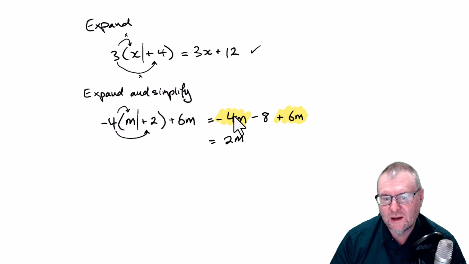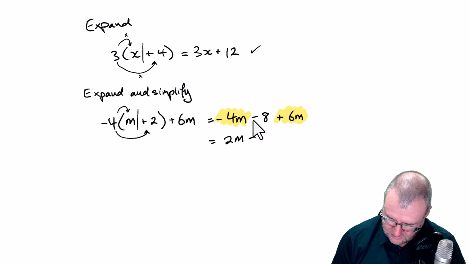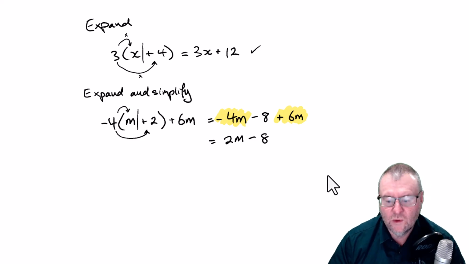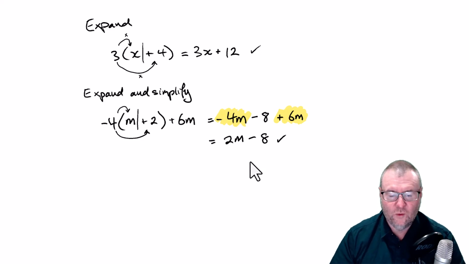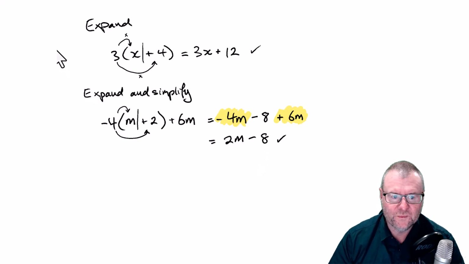So you'll notice I just did the numbers first. Negative 4 plus 6 gives me 2. And because these were m terms, I have to put m in this bit here. And this bit is not a like term. It doesn't have any m's in it. So it literally just stays on its own. And we are done. We have expanded. So we expanded this bit to get this. And then we simplified any of the like terms to get it down to its simplest form. Let's have a look at one more.